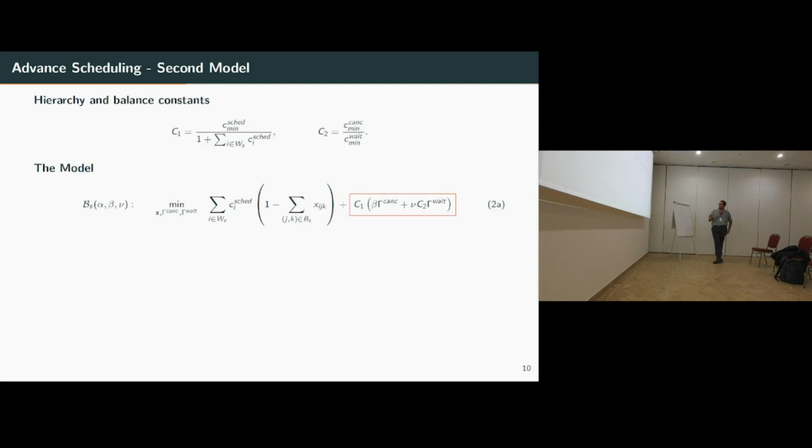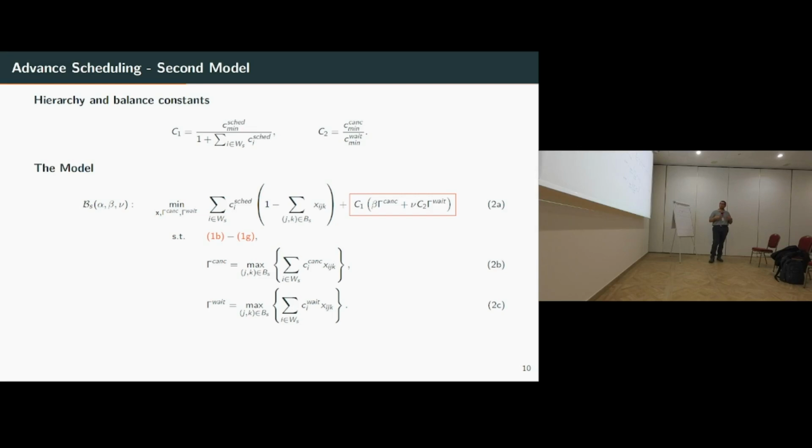Two values between 0 and 1. And then there's gamma cancel, the second constant, and then gamma cancel gamma weight. Same constraint as before, and the definition of gamma cancel gamma weight is the maximum, over the operating rooms, of the sum of the patients' cancellation cost in that operating room, same for the waiting cost.